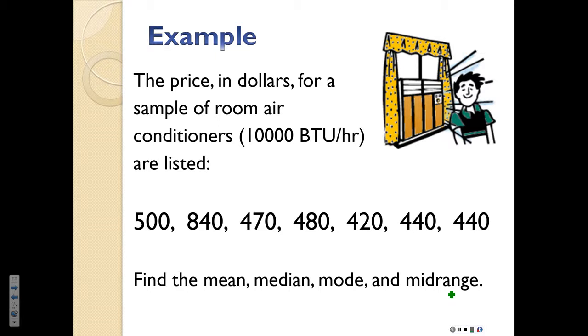It says the in-class example, right? And then you've got the price of the air conditioner. It says the price in dollars for the sample of roof air conditioners listed below. I have no idea what this $840 air conditioner does. Maybe it blows ice at you. I don't know. It's very expensive compared to the other ones. But all right, so I want you guys to find the mean, median, mode, and mid-range. Can you go ahead and do that now? Remember that for the median, they have to be in order, just as a reminder.